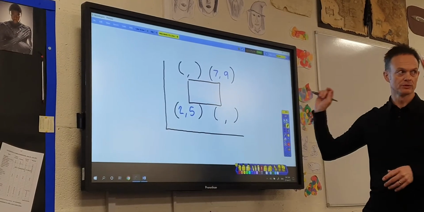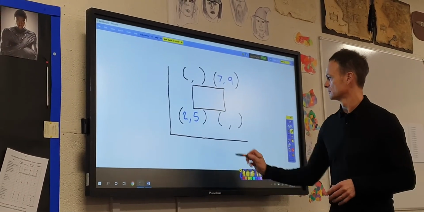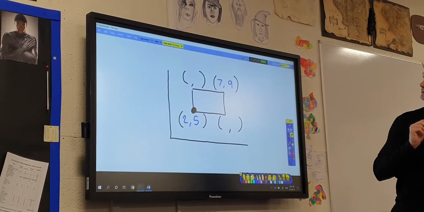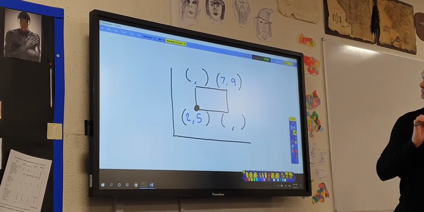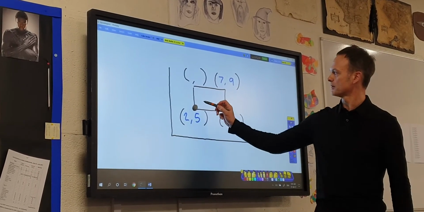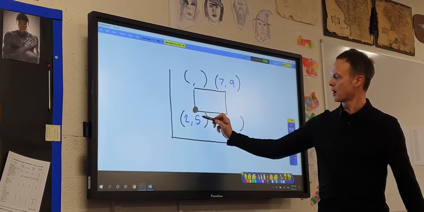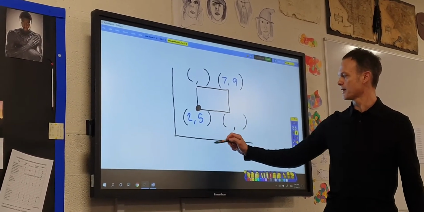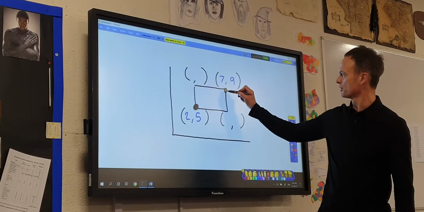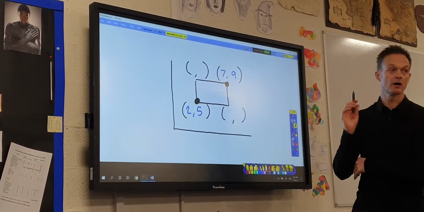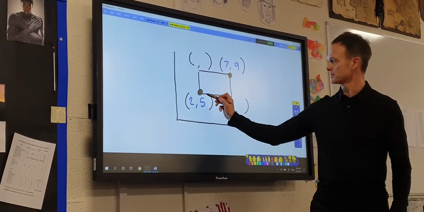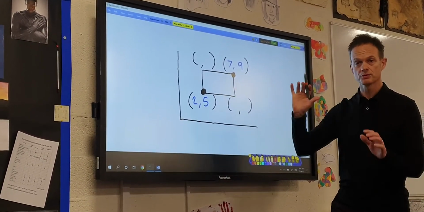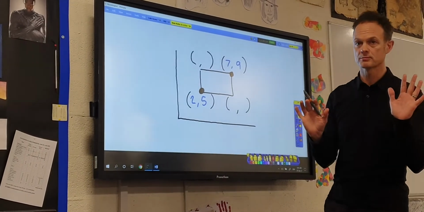Easy. Looks horrible and isn't. Theo, what's the along point for that? 2. Okay, well, then I've got loads of stuff missing. What's the up point for that? 5. So this is 2 along, 5 up. Theo, what's the along point for that? 7. And what's the up point? 9. So as long as I know that's 2 along and 5 up, that's 7 along and 9 up. I should be okay as long as I don't muddle it all up inside my brain.